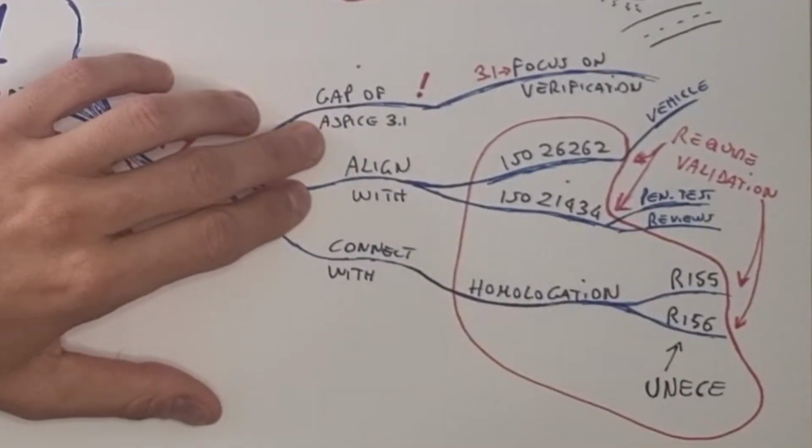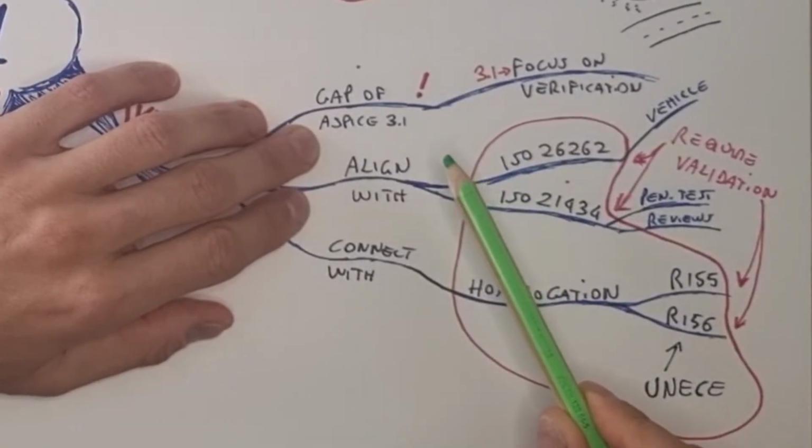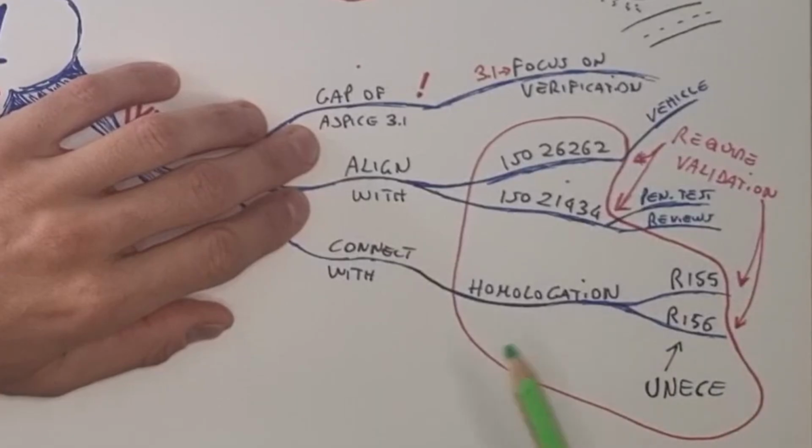First one is to close the gap of Automotive SPICE 3.1. Automotive SPICE 3.1 focused heavily on verification, checking that the system and the software outputs meet their specifications. However, verification doesn't prove that the final product actually meets the customer's or user's needs in the target environment.